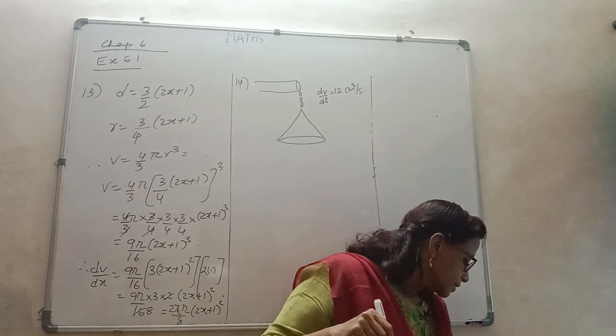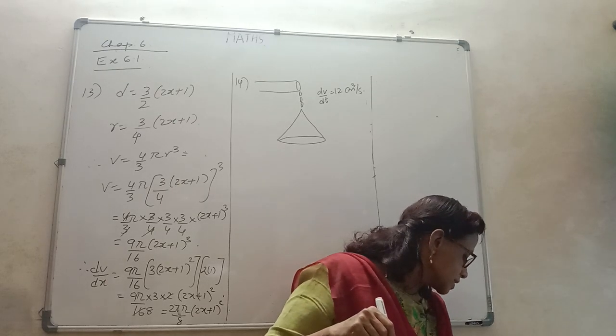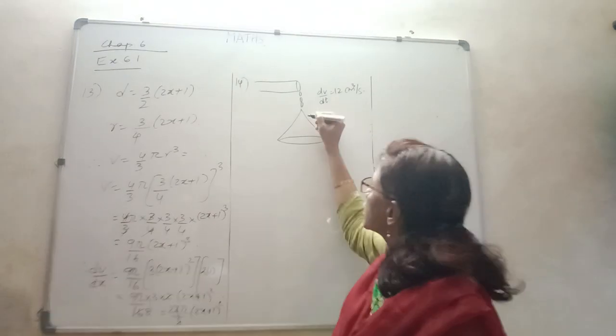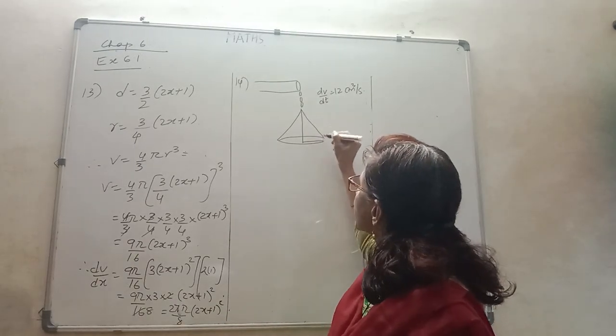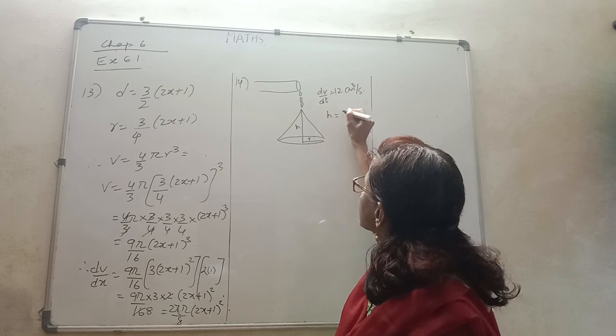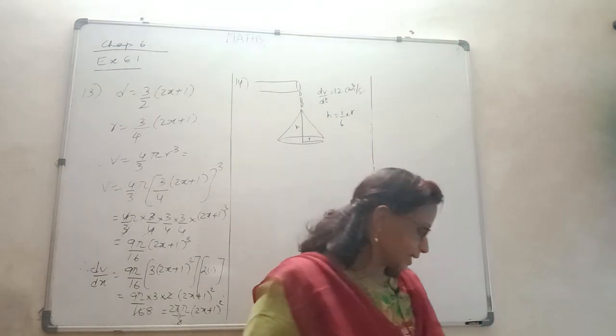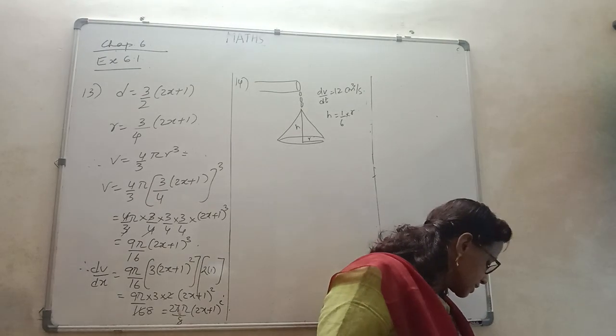They also tell us that the height of the cone is 1/6 the radius of the base. Suppose we call the height h and the radius r, then they say the height is 1/6 of the radius. That's another thing that they tell us. What else do they say?